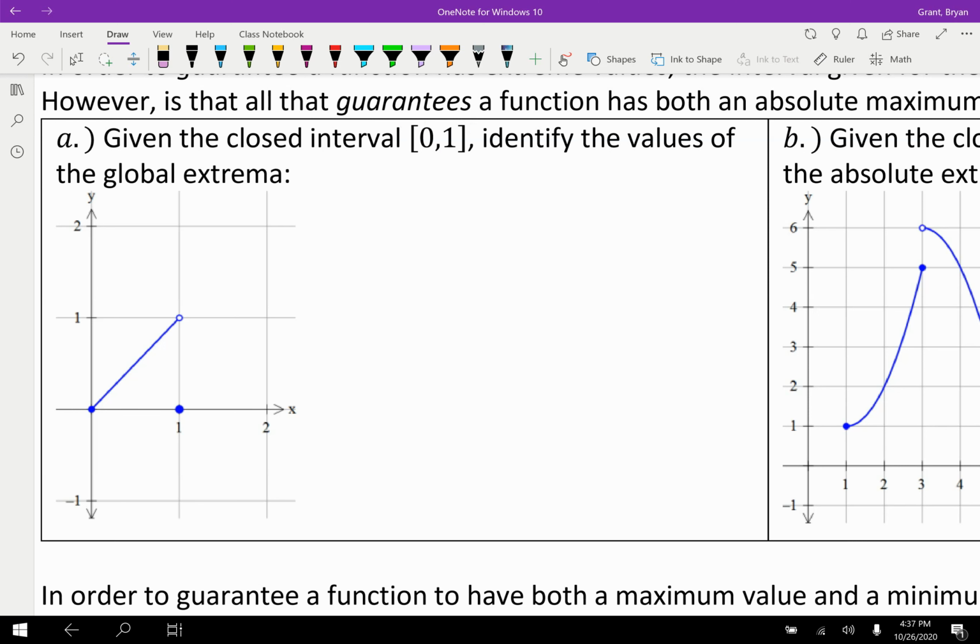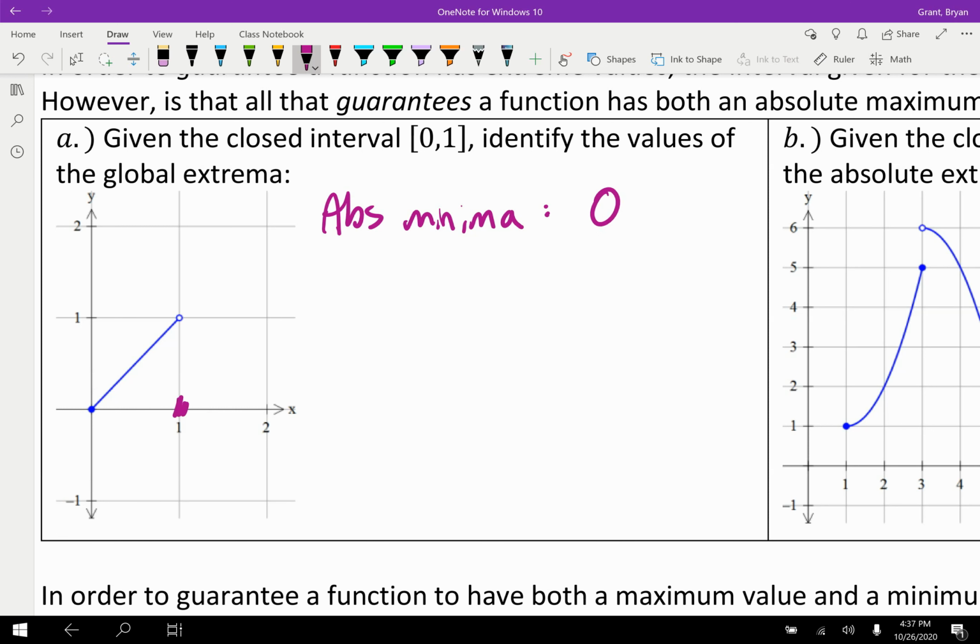Well, looking at this one, let's start with the absolute min. The absolute min here, and actually I should leave this blank before I fill it in a second, occurs both at x equals 0 and at x equals 1. There are actually absolute minima here. There are two, and that's okay. You can have more than one extreme value as long as it's the lowest one over the interval. And so the absolute minima here have a value of 0.